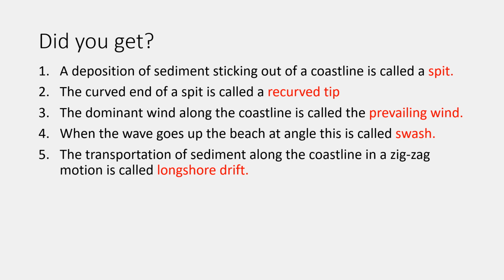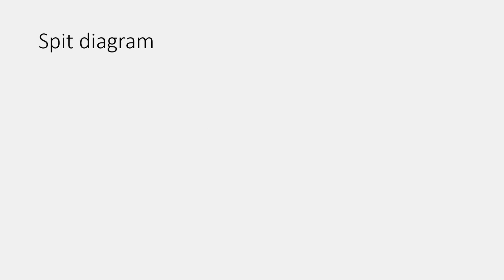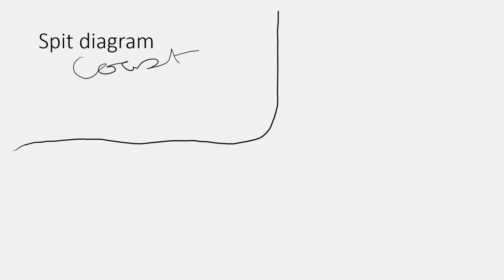So now what we're going to do is look through how these spits form, how the recurved tip ends form as well, and we're going to draw a diagram. What I would like you to do is to draw the diagram and label it as I talk through the formation of it. So the first thing you're going to draw on your page is the coastline and the sea.